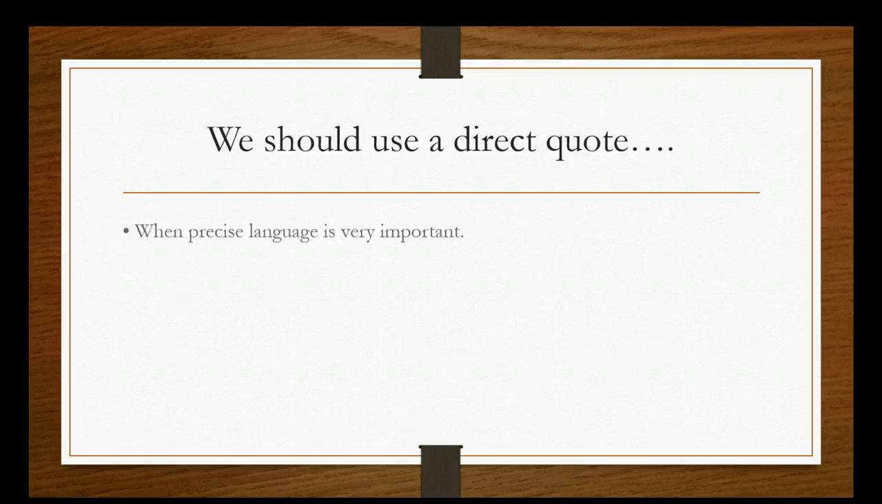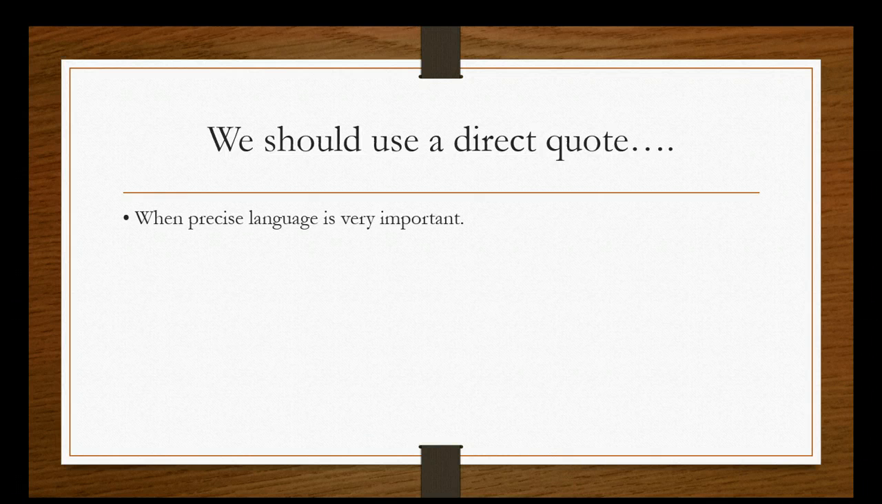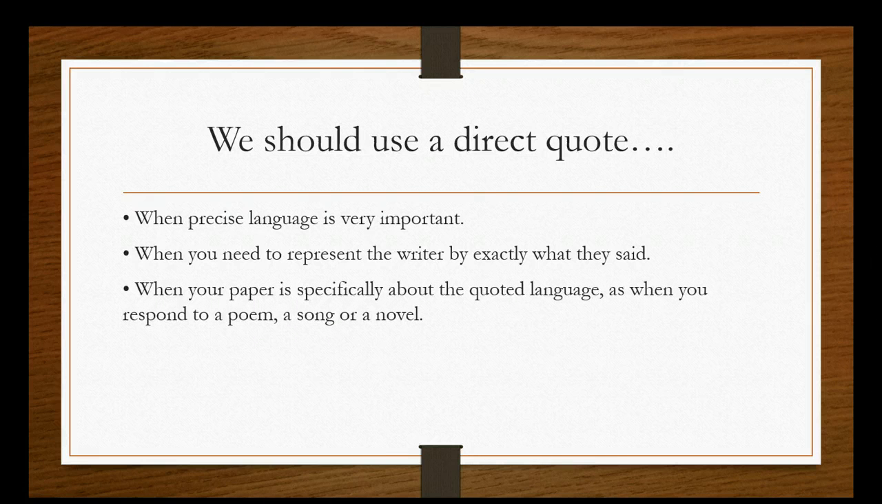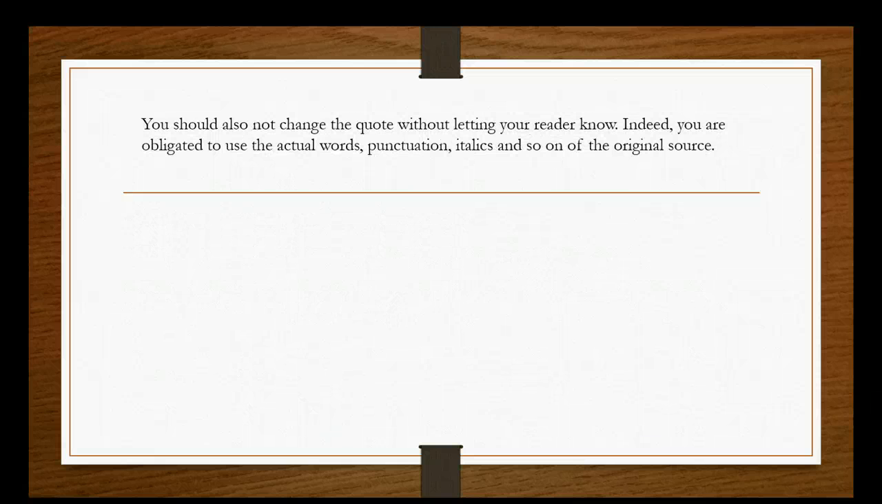We should use a direct quote when precise language is very important. Or when you need to represent the writer by exactly what they said. They might have sounded mad or humorous or something. And in order to get that across to the reader, in order to represent the writer accurately, we have to quote. Or if your paper is specifically about the quoted language, like if you're talking about a poem or a novel or something. Don't change the quote without letting your reader know.